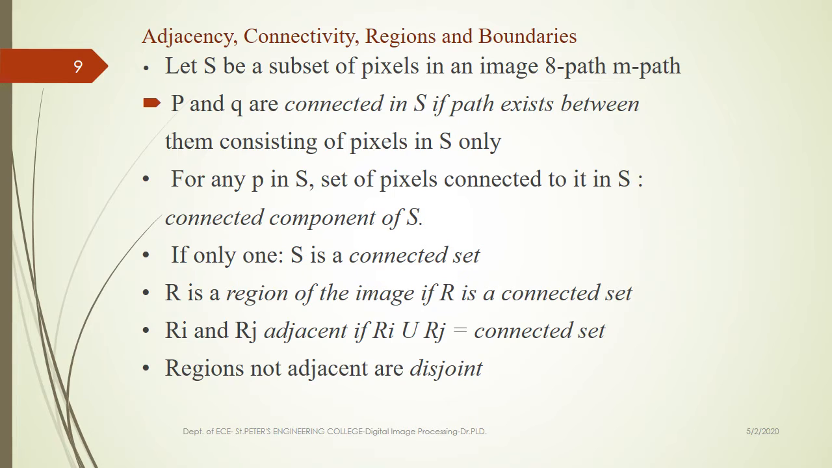For any pixel P in set S, the set of pixels connected to it in S is called a connected component of S. That means this is how you define a connected component of a given set or subset of pixels: for any pixel P in a given set S, the set of pixels connected to it in S is called a connected component of S.